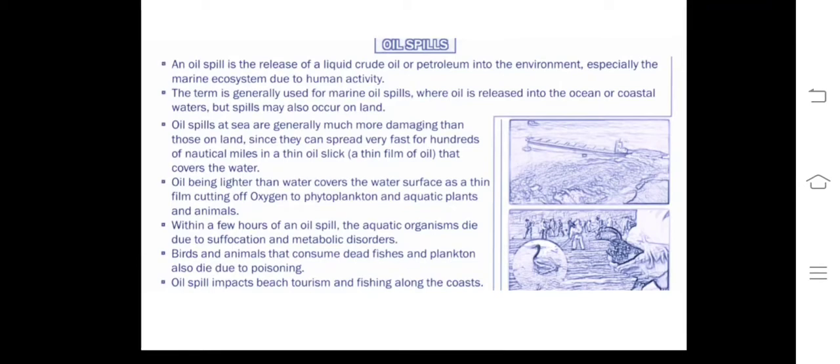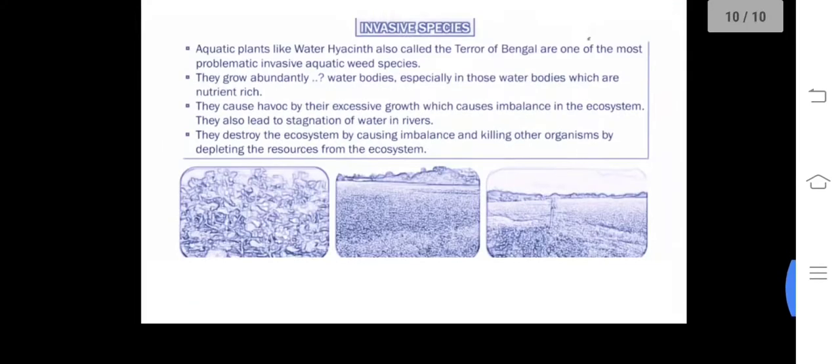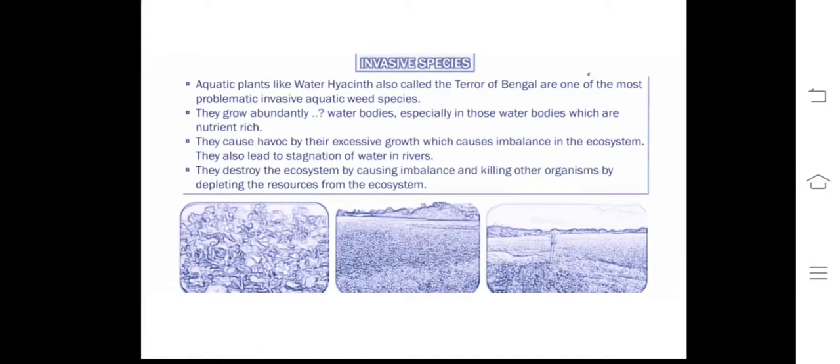Oil spills impact beach tourism also, and fishing along the coast. So simple to understand oil spills. It is a major concern. That's why we have the Indian Coast Guard. Yes, the Indian Coast Guard is used to prevent such oil spills around our coastal areas, around our 200 nautical miles.